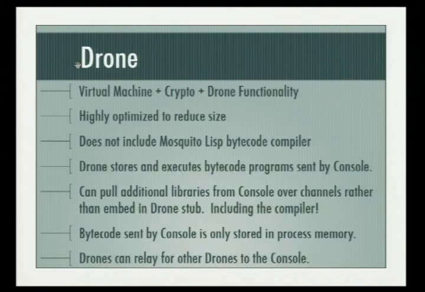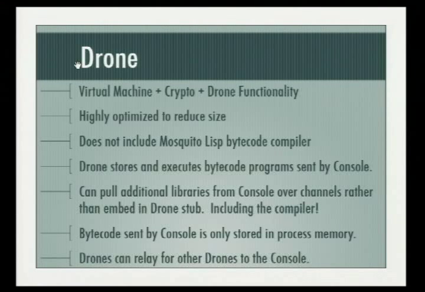The drone is the virtual machine with crypto and drone functionality. It's highly optimized to reduce size. It does not include the Mosquito Lisp bytecode compiler. It cannot compile by itself. It stores and executes bytecode programs sent by the console. It can pull additional libraries from consoles over channels rather than embed them in the drone stub, including the compiler.